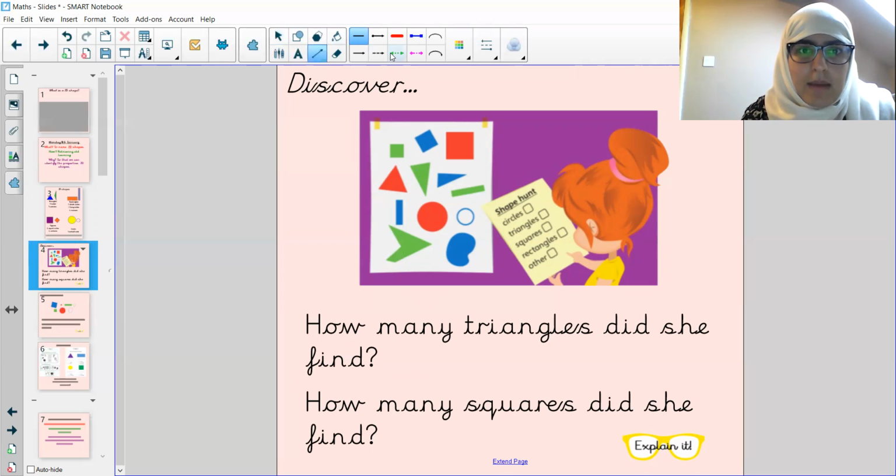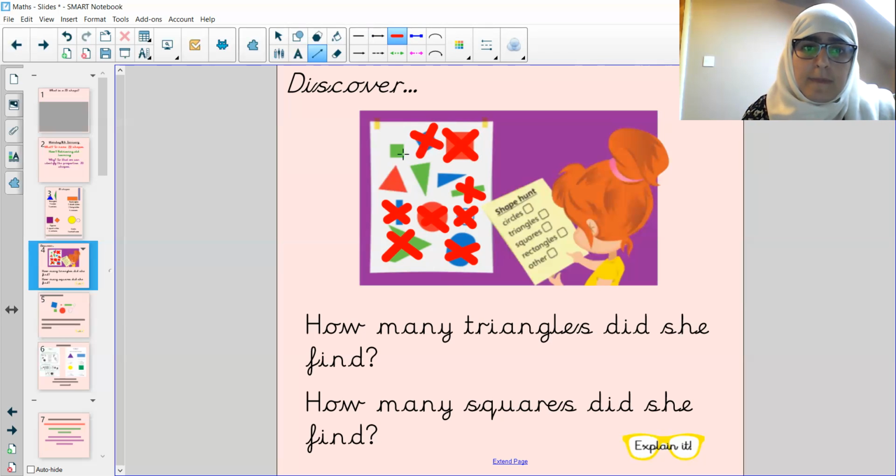So I might even get my magic pen and say no, no, no. Definitely not. That's only got one curved side. Definitely not that one. Definitely not that one. Definitely not that one, because that has 4 corners, and we already know that a triangle has 3 corners and 3 sides.